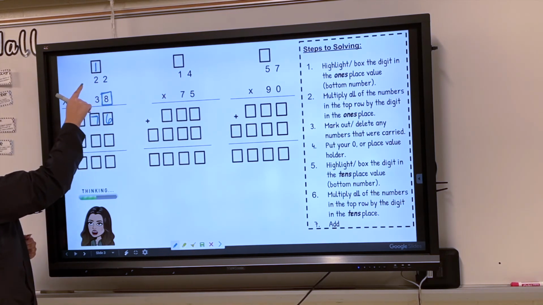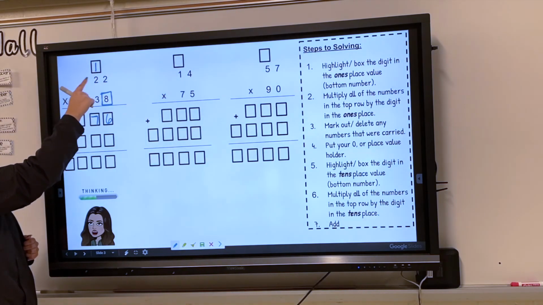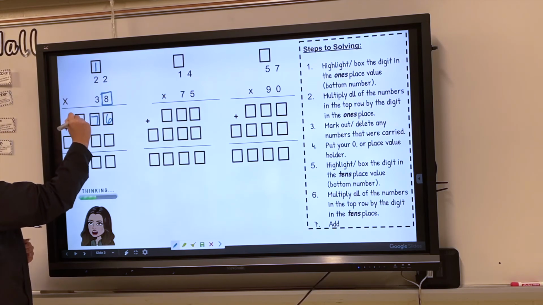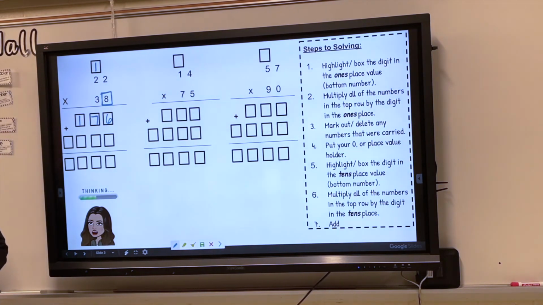I don't have another number in 22, so I don't have to carry that 1, I'm just going to put it down. So 22 times 8 is 176. So I did steps 1 and 2.